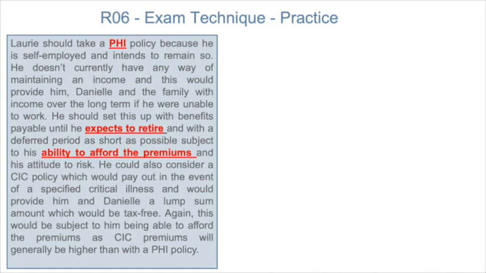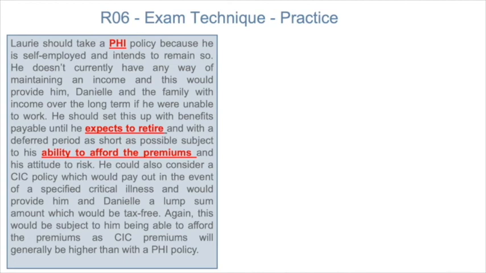And then we have a deferred period of short as possible. No mark there because, what does that mean? Short as possible, what's that? 3 minutes, 3 hours, 3 days, 3 weeks, who knows? And we all know that the shortest deferment period for an income protection plan is going to be for 4 weeks. So that's what needs to be put there because short as possible is just too woolly.